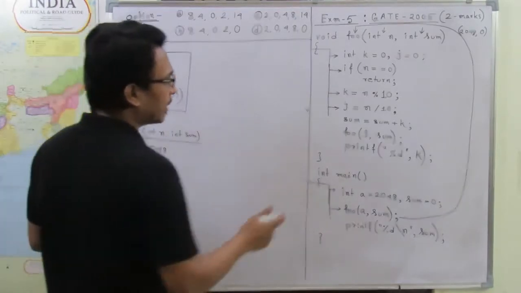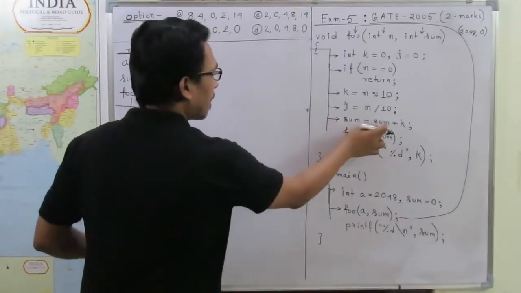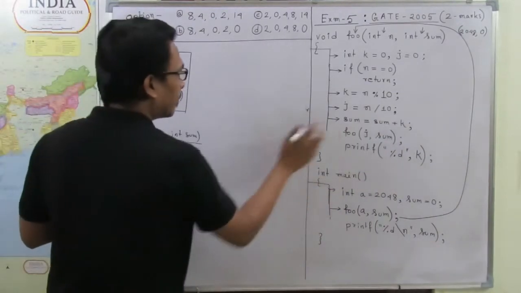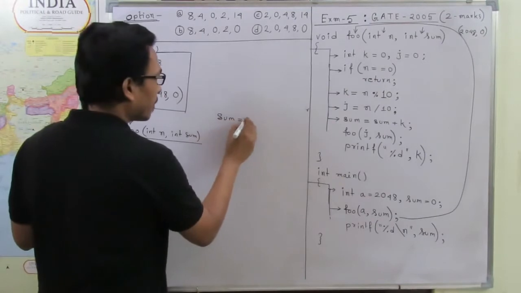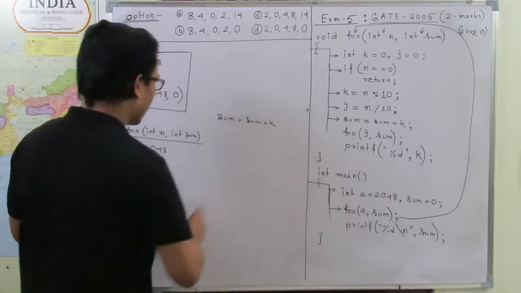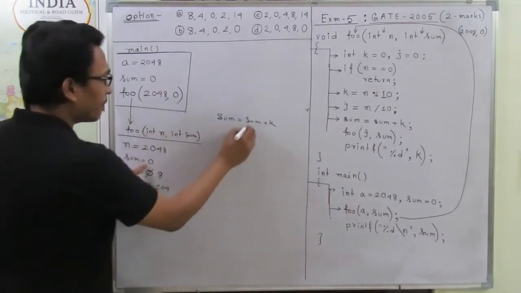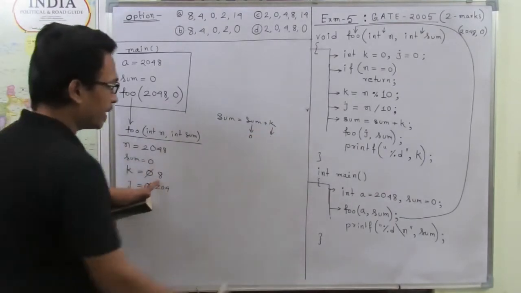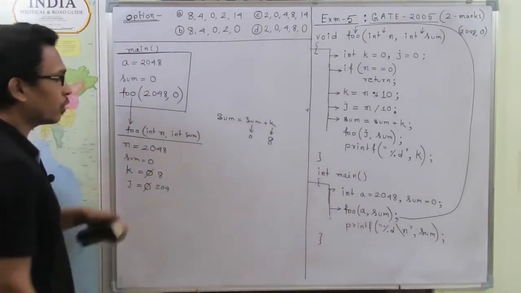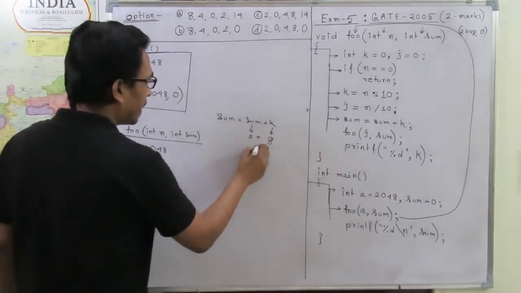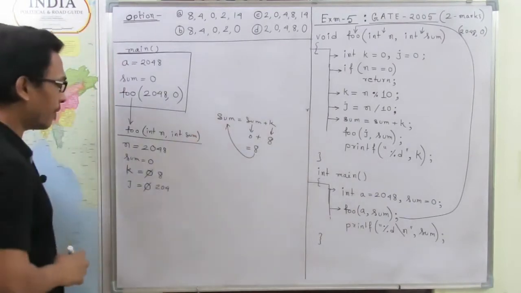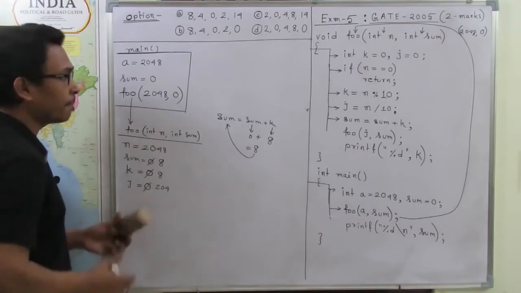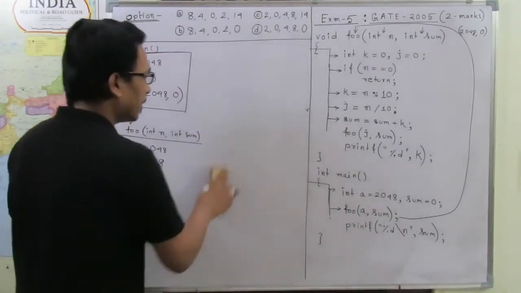Now the next part is sum equal to sum plus k. What is the value of sum? The value of sum is 0, and the value of k is 8. So the result will be 8, and this 8 will be stored in the sum variable. That means the content of sum will be 8. Clear? Now the next instruction. Now look here.